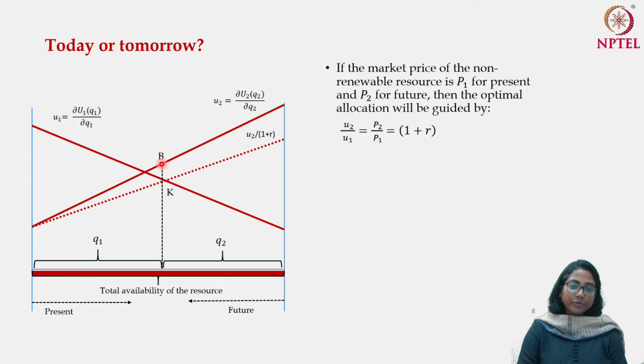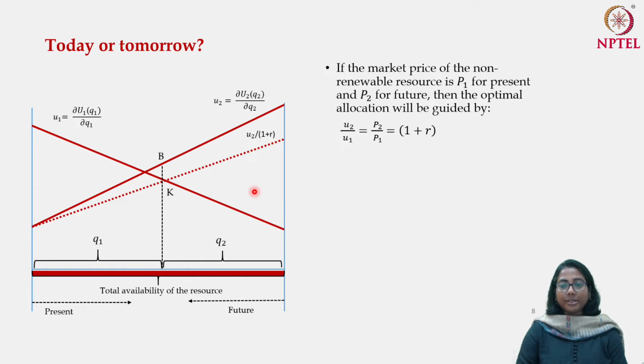If you take this point, this distance BK is actually reducing U2 by a factor of 1 plus R. So if I have a point at K and I multiply it by 1 plus R, I'll get the point B. If I am at point A and I multiply it by 1 plus R, I should be at point B. So this distance BK is actually representing the multiplicative factor 1 plus R here.